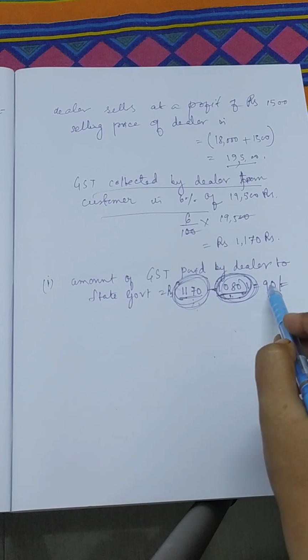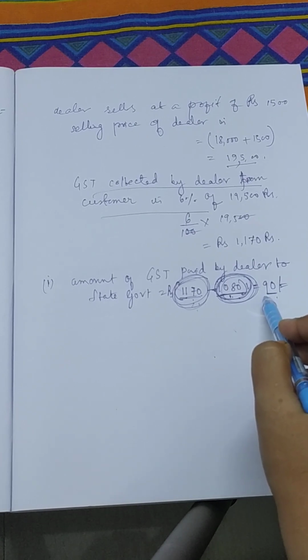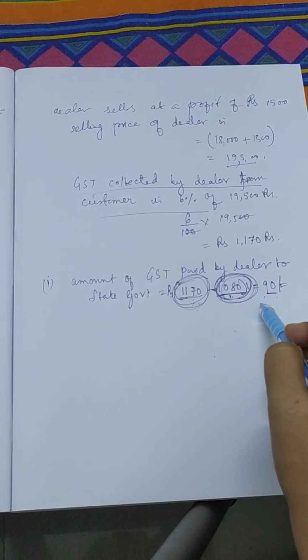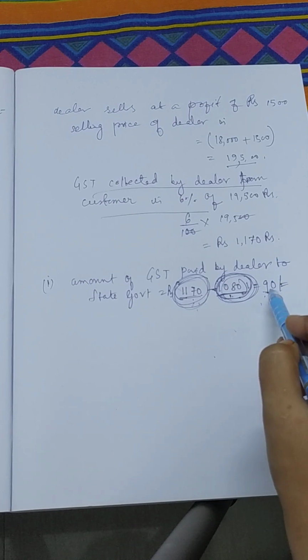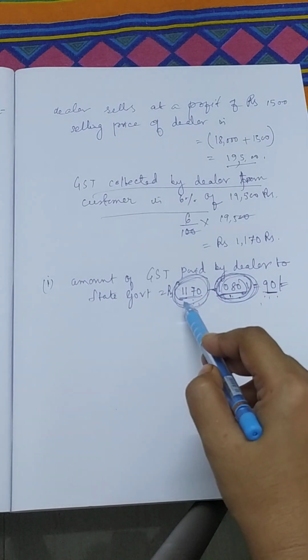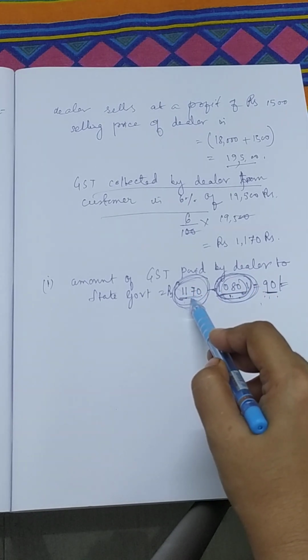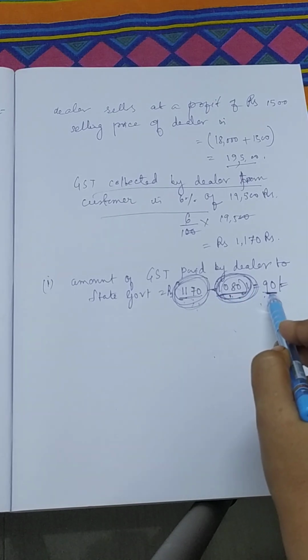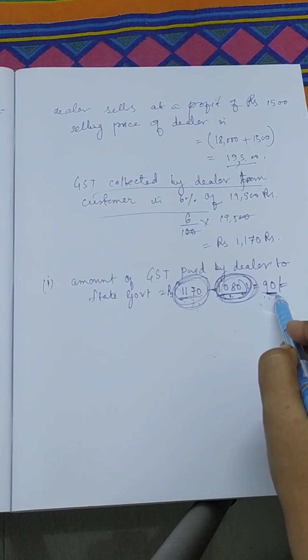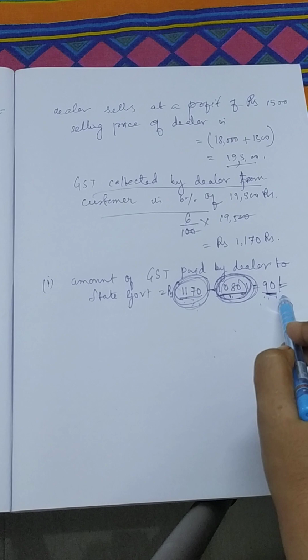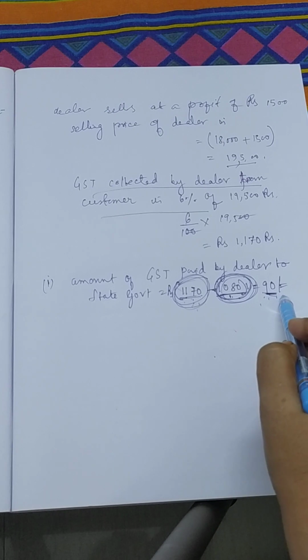Already you know that at the end of the financial year, every businessman, every person in service has to pay tax to the government. So this is the tax for a single thing he has to pay. So 1170 minus 1080, that is 90 rupees GST, will be paid by the dealer to the state government. This is the first answer of the question.